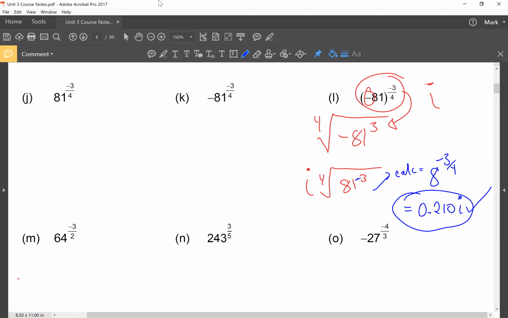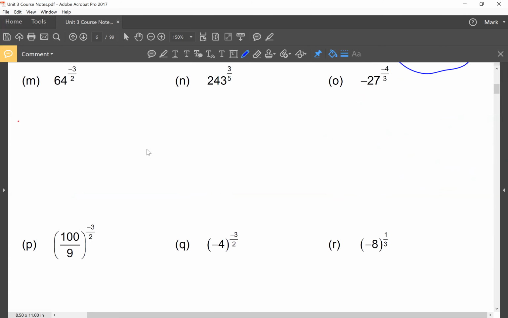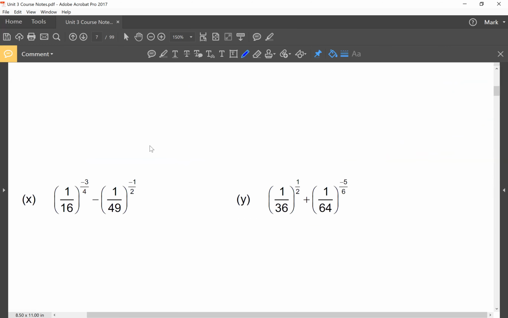So that's fine. The I comes from the fact that I can't take the square root of a negative number. So I put the I there to say that it's imaginary. But that's an acceptable answer, I guess, for this case. All right. That L is a little bit weird because it is an imaginary number. Thank you. No problem. L is a little bit weird because it is an imaginary number. Okay.